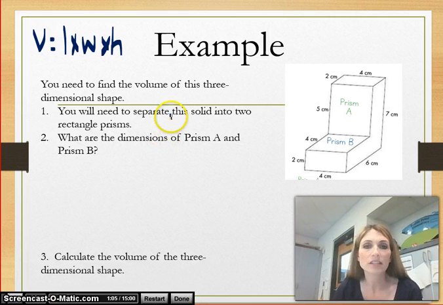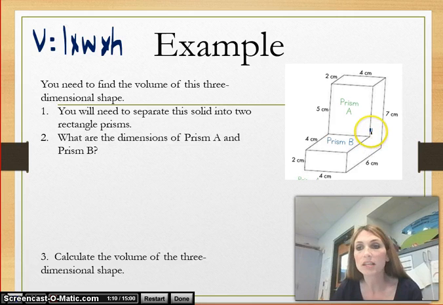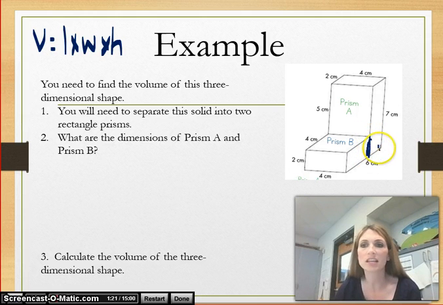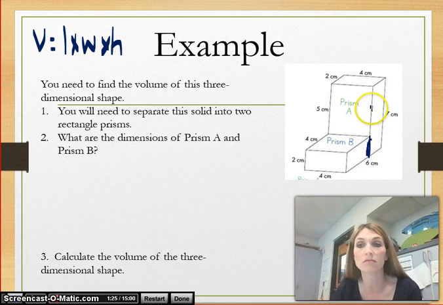But first of all, we're going to have to separate this solid into two rectangular prisms. And so I just want to find a spot that makes the most sense to me, and I'm just going to even draw the little line in right here. Oops, that wasn't very straight, but I'm going to just pretend like I'm cutting it apart right there so that I can find the dimensions and volume of prism A and then prism B.